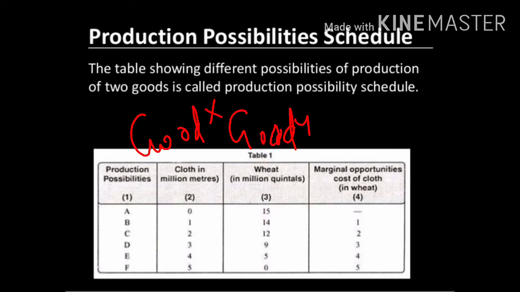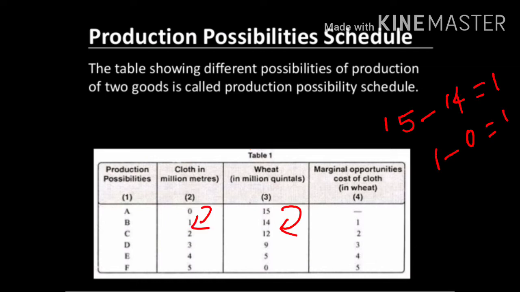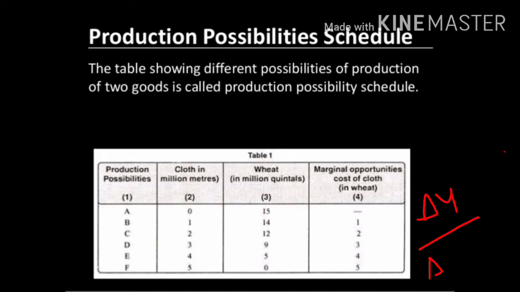So, first case, there is no change. So, second case you take. The change in wheat, good Y, is 15 minus 14, you will get 1. And the change in cloth production is 1 minus 0, 1. So here change in good Y by change in good X is 1 divided by 1. You will get MOC as 1. In the same way, we have to calculate for all the combinations.